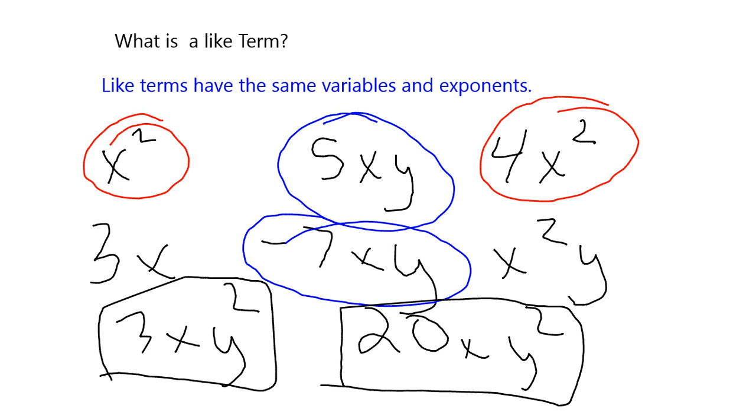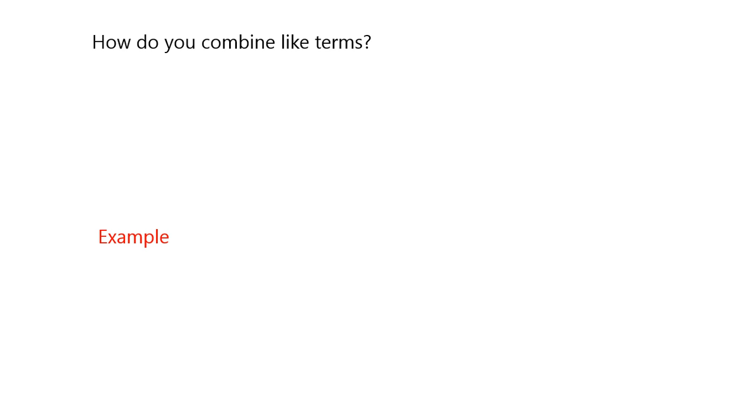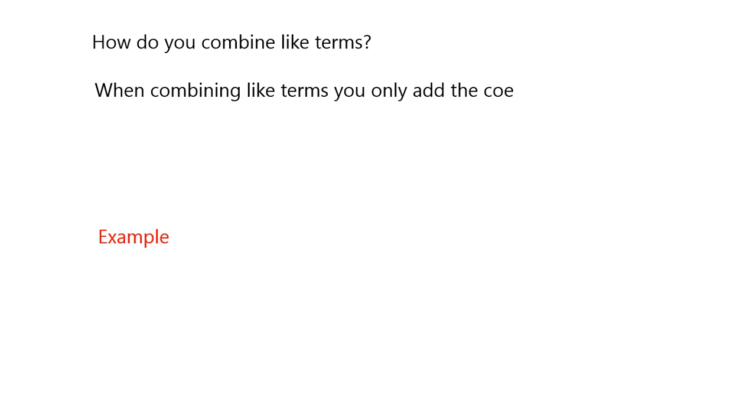In class, you're going to do an activity where you find the things that are alike. The last question I would like you to answer is, how do you combine like terms? When combining like terms, you only add the coefficients. The coefficient is the number in front of the variable.